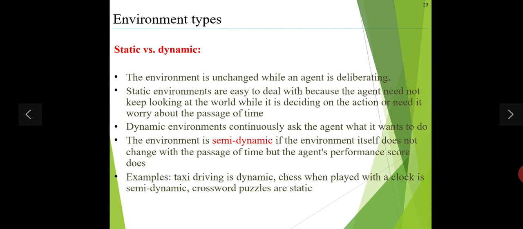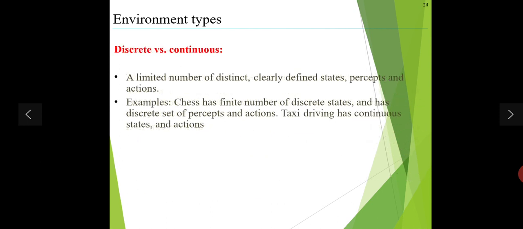So taxi driver is dynamic, definitely dynamic. Why is it dynamic? Because it continuously asks the agent what we need to do. Chess when played with a clock is semi-dynamic, and crossword puzzle is static. Okay, so it need not check the world if it wants to do some action.